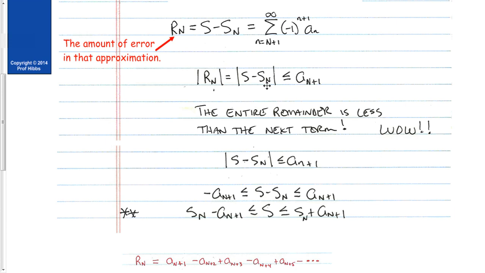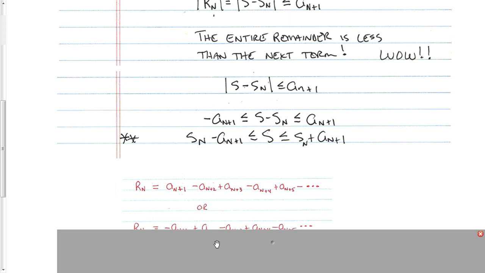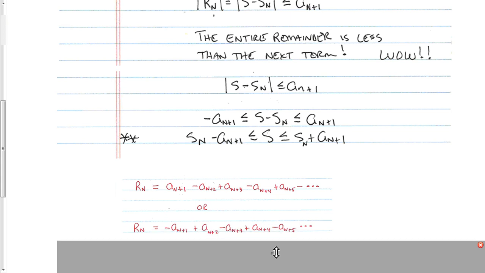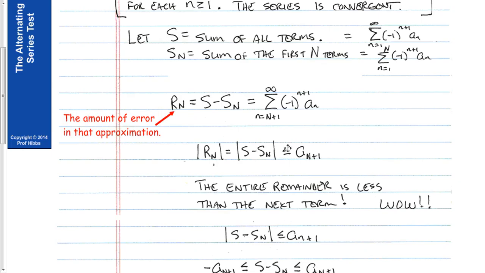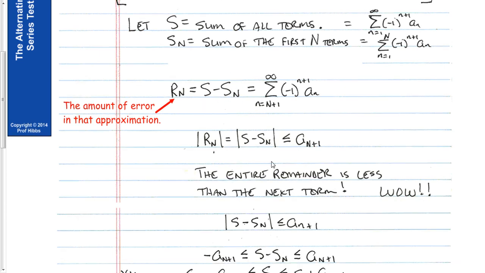Okay, R sub n is less than or equal to A sub n plus 1. First I want to point out that we don't know this capital N. We don't know if it's even or odd. But remember R sub n, let's go way back up here. R sub n is actually starting at capital N plus 1 and going to infinity because we subtracted away the first n terms right here.